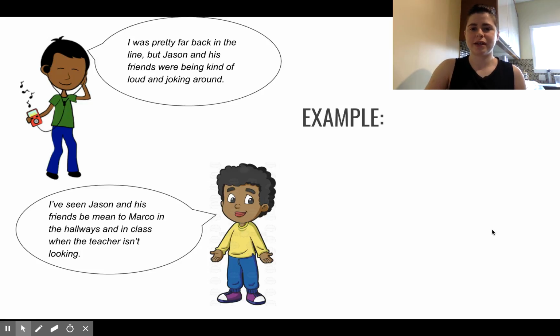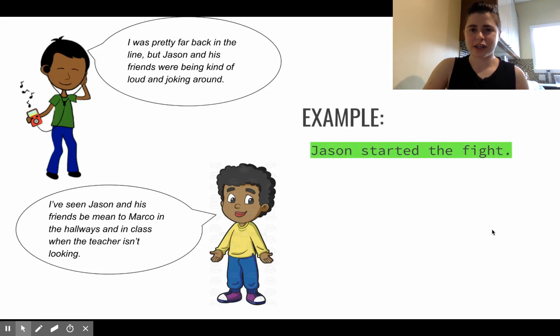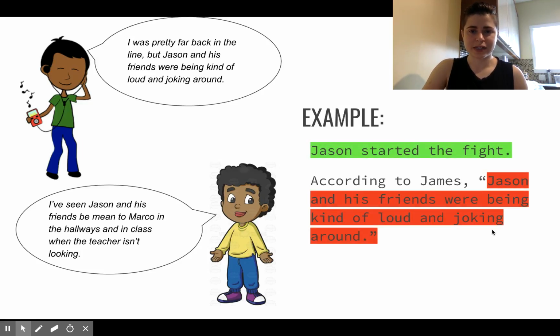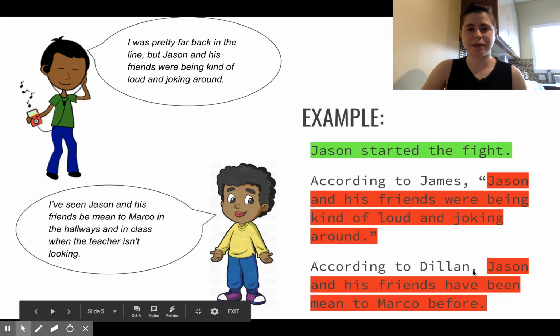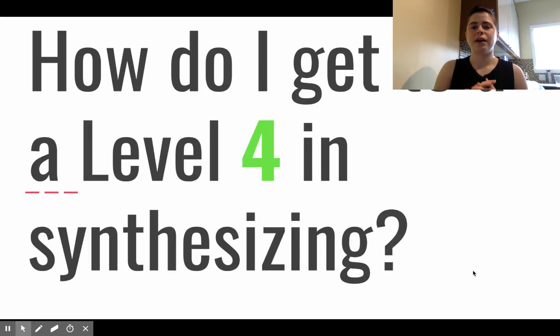So in our example, you might argue that Jason started the fight because according to James, Jason and his friends were being kind of loud and joking around. And according to Dylan, Jason and his friends have been mean to Marco before. So we've got two different quotes in the same paragraph. Now, you probably already do that. So how do you get to level 4 in synthesizing?